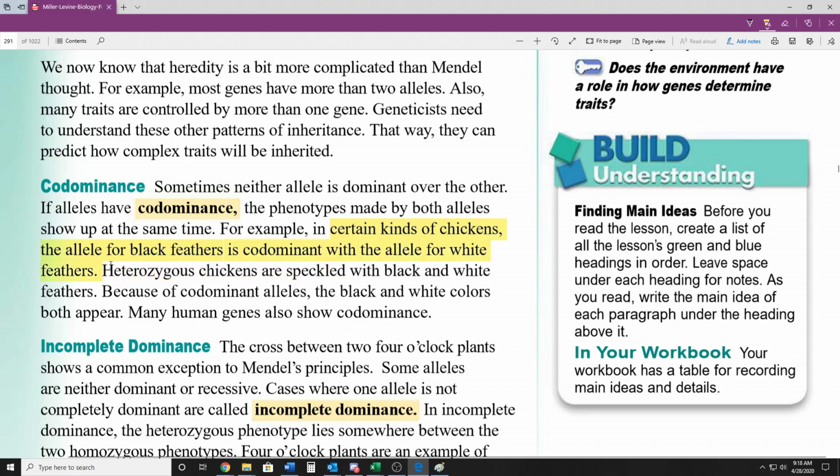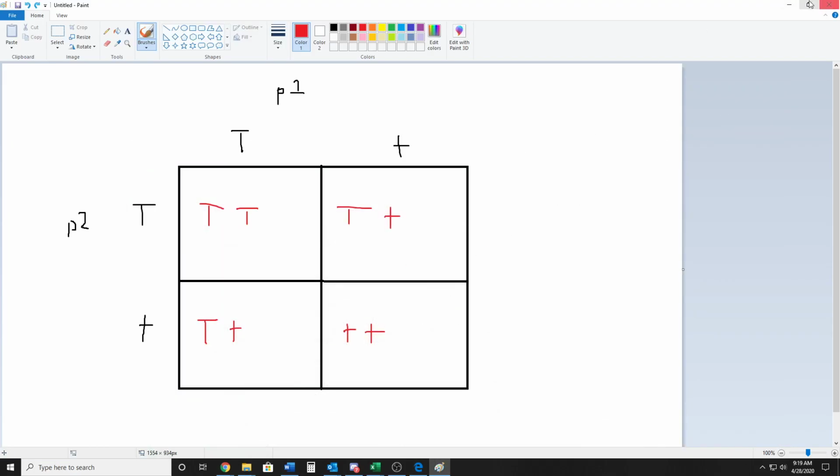Let me highlight the rest of this. Meaning that one is not dominant over the other. So what happens? Well, since neither is dominant and they can't prevent the other one from being expressed, they both get expressed in the organism's phenotype. Okay? So let's go ahead and take a look at what this would look like in an organism.